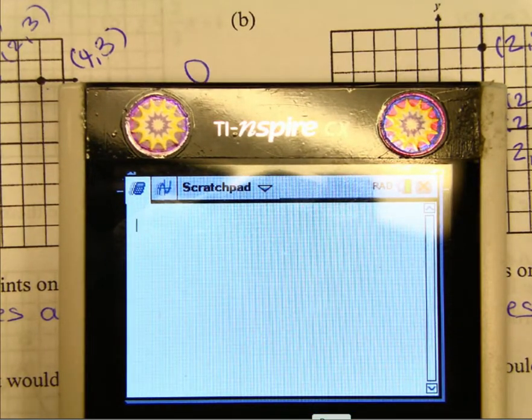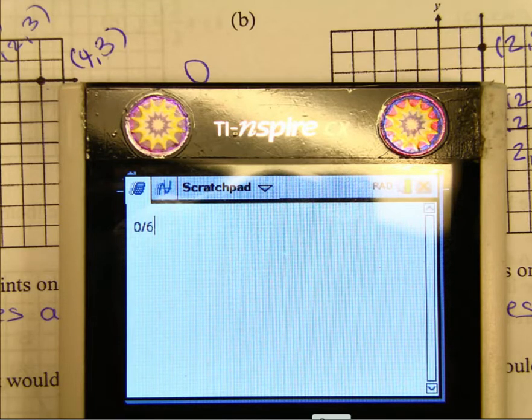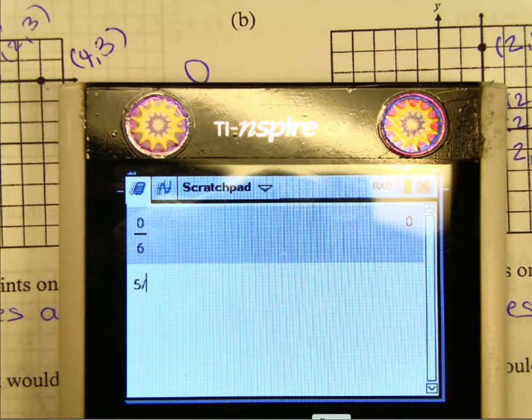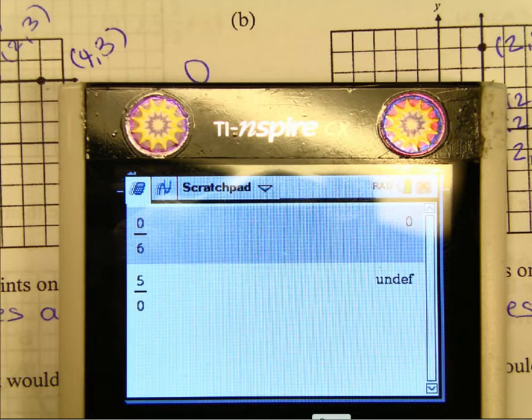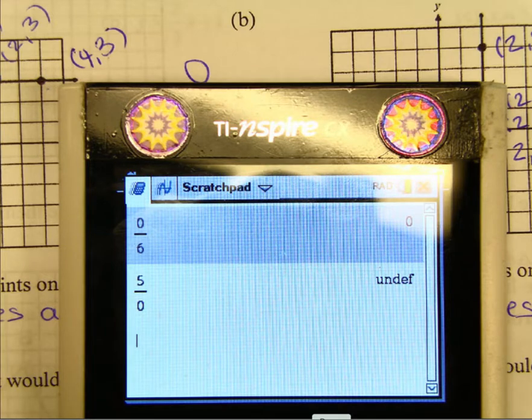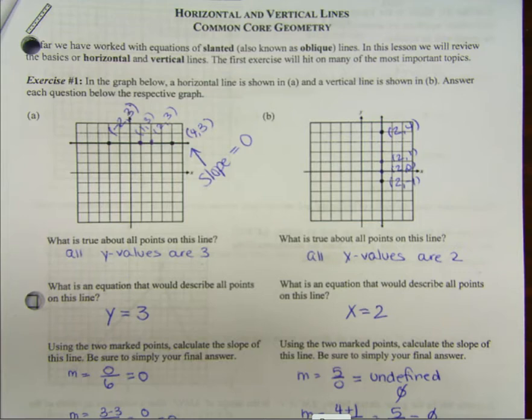So in the first example, we had to divide 0 by 6, and that gives you 0. And in the second example, we had 5 divided by 0, and that tells you that it's undefined. So if you're not sure if you're going to get 0 or if you're going to get undefined, use your calculator. It will help you out with that.